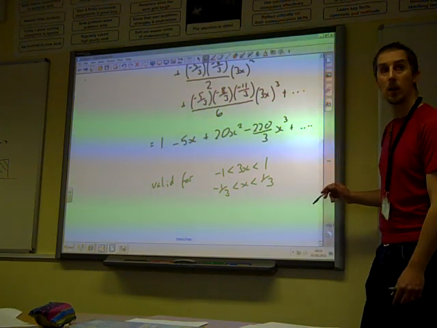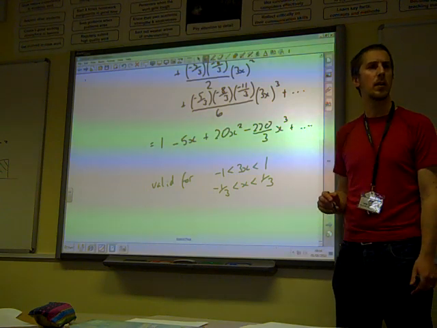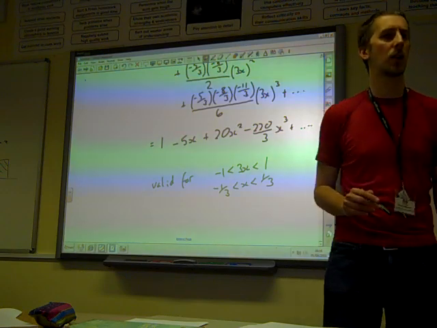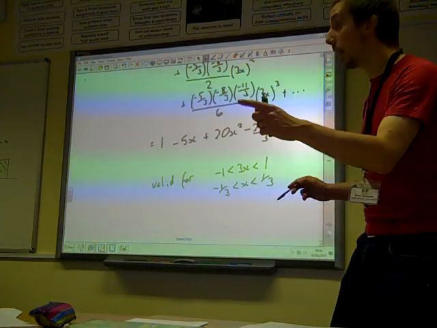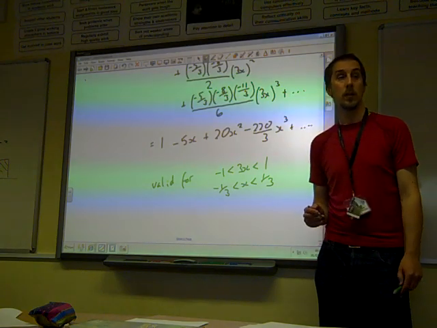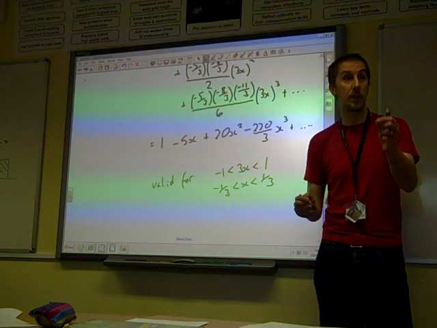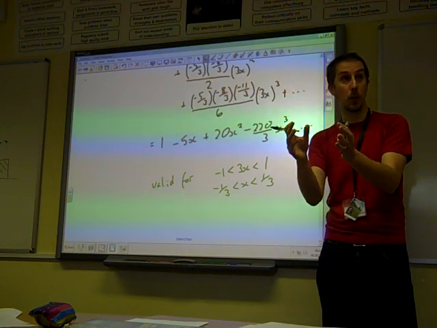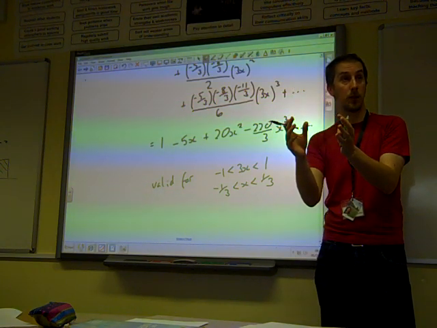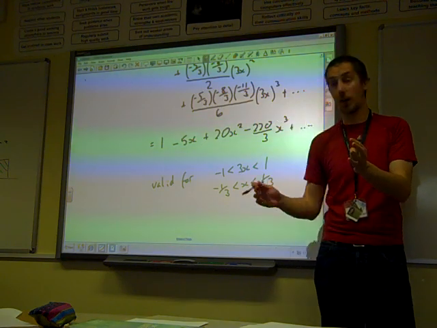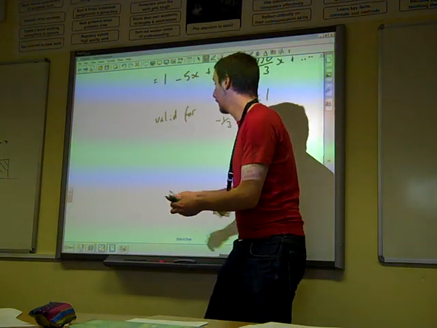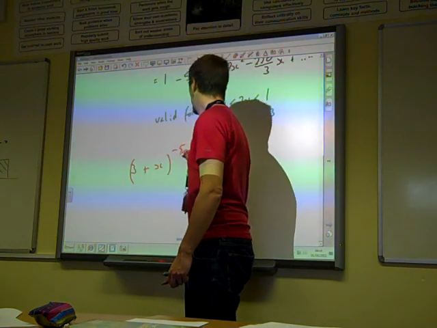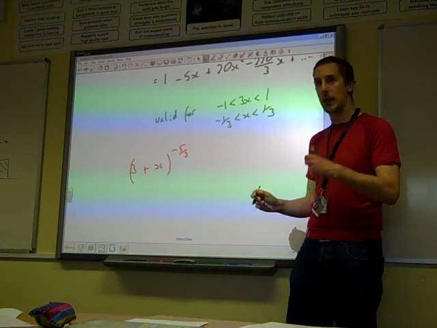Do you know if it said, like, 3 plus x instead of 1 plus x? Yes, if you took the 3 out, what would you put as your valid for? It's whatever you've done when you've done the binomial expansion bit. So if it was (3 + x) to the minus 5/3, if your question had been that, you would have taken the 3 out, wouldn't you?